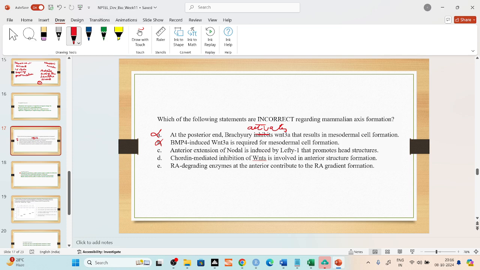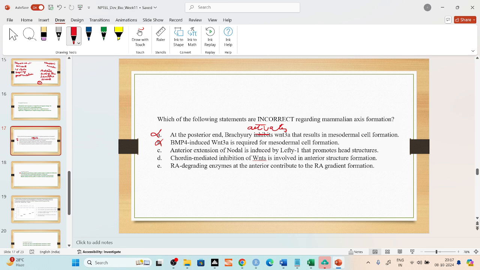BMP acts differently and Wnt acts differently. Okay, they're not completely antagonist. They are not related to each other. BMP and Wnt3A work in parallel for mesodermal cell formation. Okay, so BMP signaling acts alongside Wnt signaling, but it is not an inducer of Wnt.